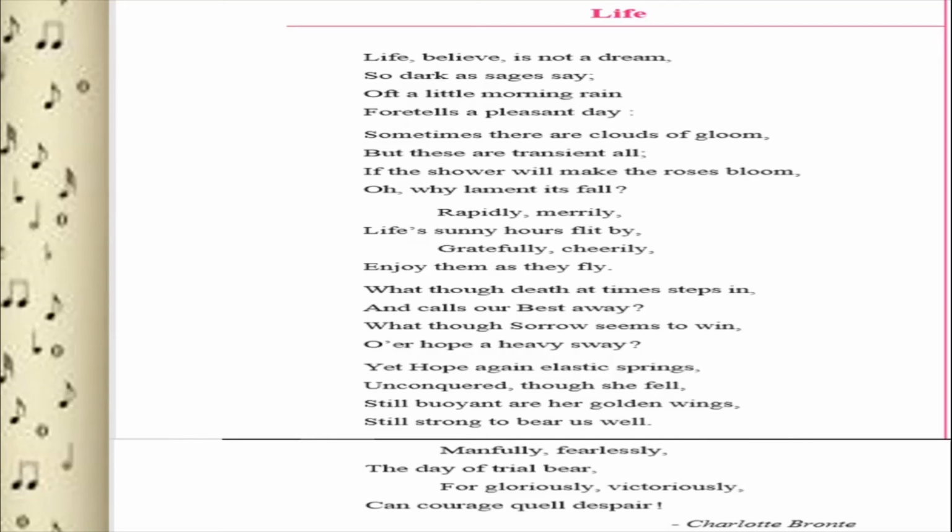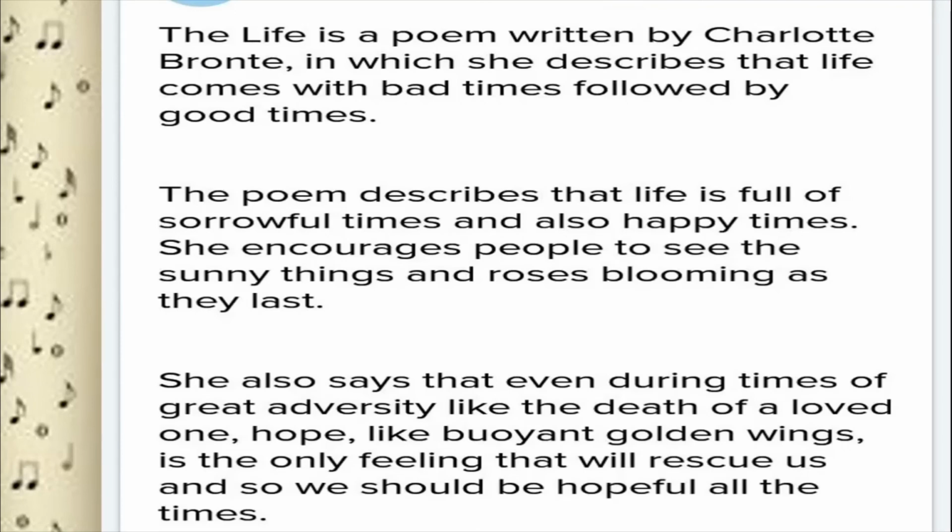All right, children. So this was the explanation of this poem, Life. So I hope you have understood what it means. But let us once again take a glimpse of what this poem wants to tell us. So the Life is a poem written by Charlotte Bronte, in which she describes that life comes with bad times, followed by good times. So when there are bad times, don't lose hope. And when there are good times, always remember and be prepared for the bad time which might come.